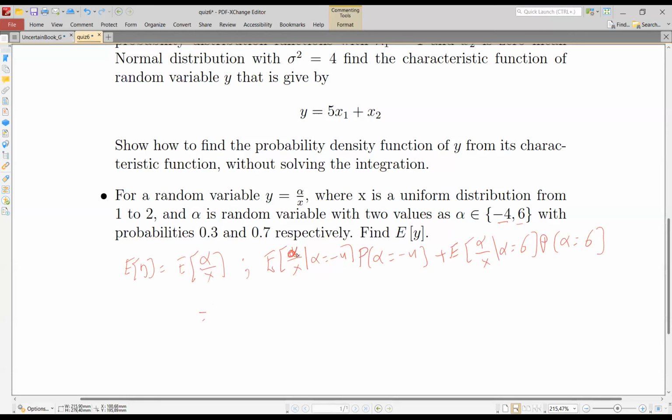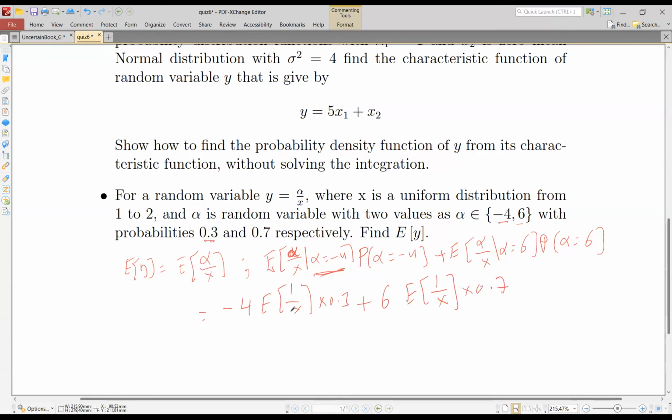When alpha equals -4, you can take this -4 outside, because when we fix alpha at -4, alpha is not a random variable anymore. We determine alpha for certain, so we can take it outside the expectation. So it becomes -4 times the expected value of 1 divided by x, times the probability that alpha equals -4, which is given as 0.3. Plus, again, when alpha equals 6, we can take it outside the expectation, so it becomes 6 times the expectation of 1 over x, times the probability that alpha equals 6, which is 0.7.